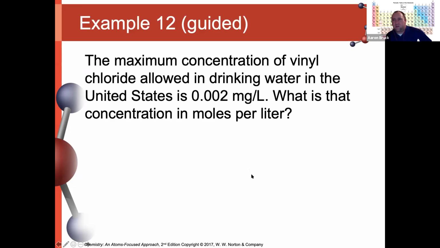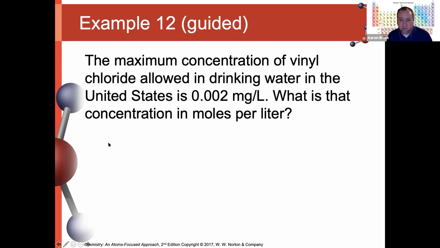Okay, so these next couple of problems are going to be converting between units. And some of them are going to be a little bit easier than others. So here's a water quality question. The maximum concentration of vinyl chloride. Vinyl chloride is the precursor to PVC. The maximum concentration of vinyl chloride in drinking water is 0.002 milligrams per liter. What is that concentration in moles per liter?